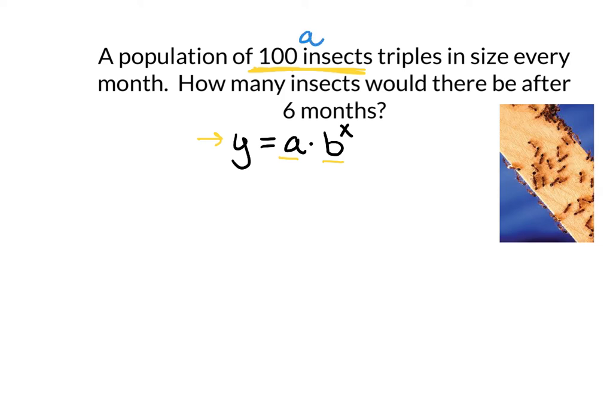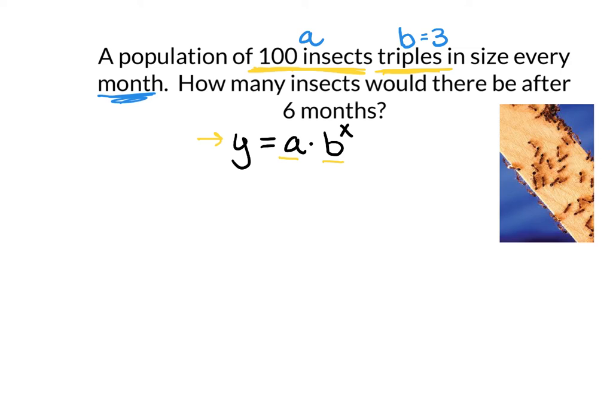This population triples. Okay, well, triples, boom, right there, that's my growth rate. That means that's my b. And what does triples mean? It means that it's being multiplied by 3. So this population is going to triple in size every month. And then how many insects would there be after 6 months?